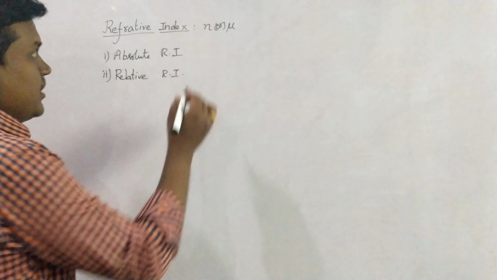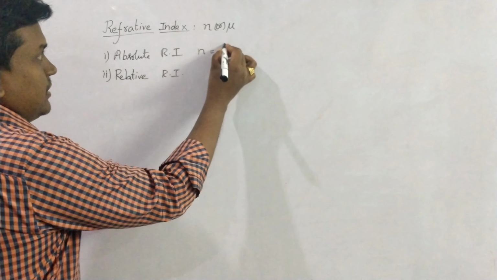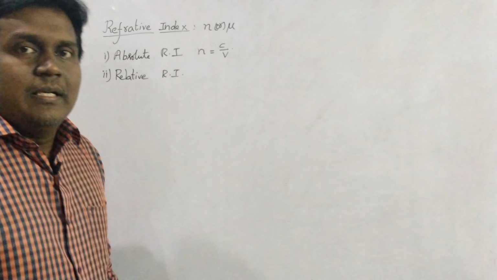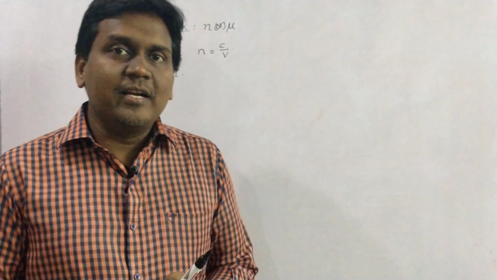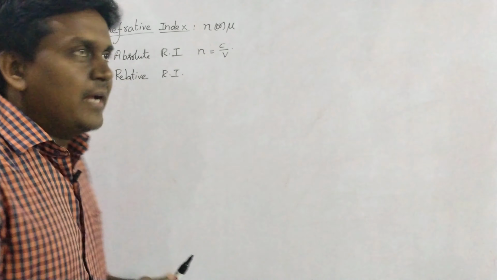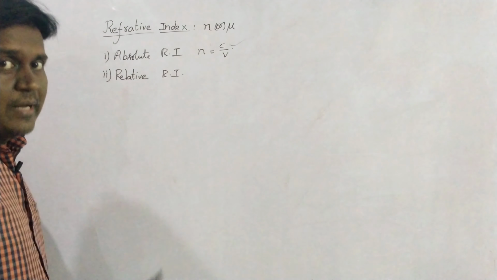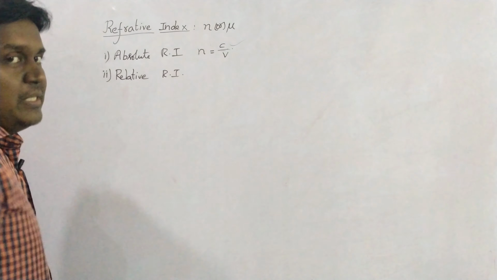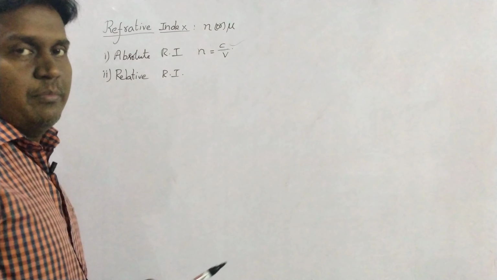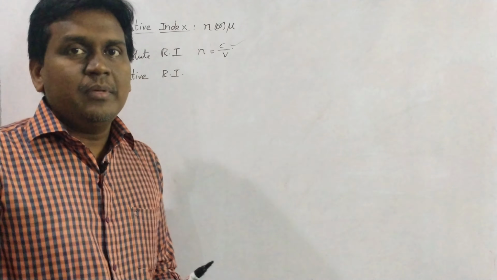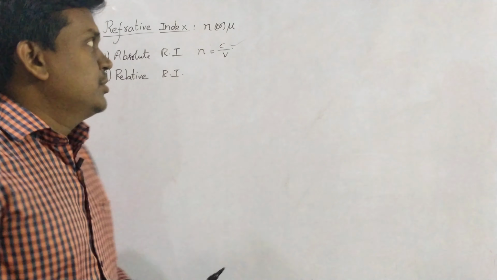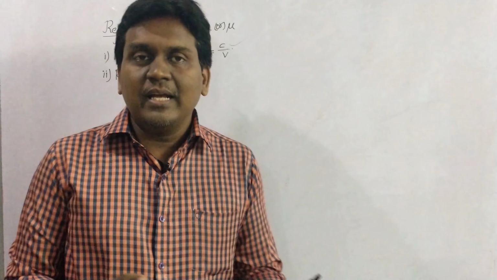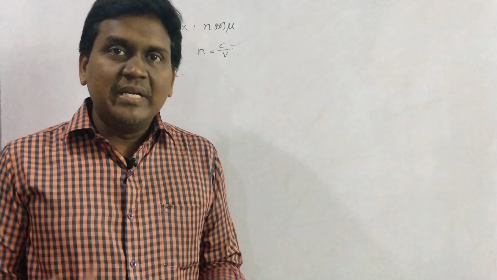Absolute refractive index N equals C by V. That means the formula gives us that absolute refractive index is the ratio of the speed of light in vacuum, where C is the speed of light in vacuum, to the speed of light in a given medium. V is the speed of light in the given medium. It may be water, it may be glass, it may be some other medium. So it is the ratio of speeds, the speed of light in vacuum and the speed of light in the other medium.